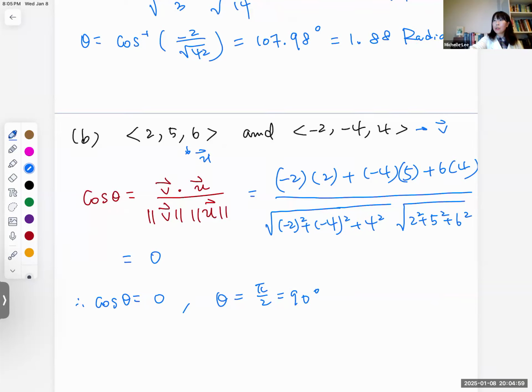Okay, let's do theorem 2.5. Okay, so we just did that. Cosine theta equal to 0, and the dot product equal to 0. Then we say that the two vectors are orthogonal vectors. Orthogonal means perpendicular. So let me make a copy and paste theorem 2.5 here.